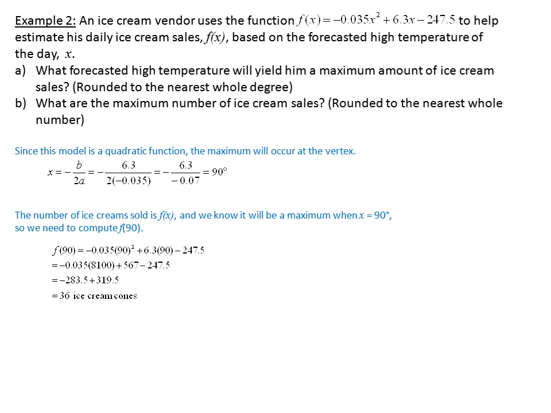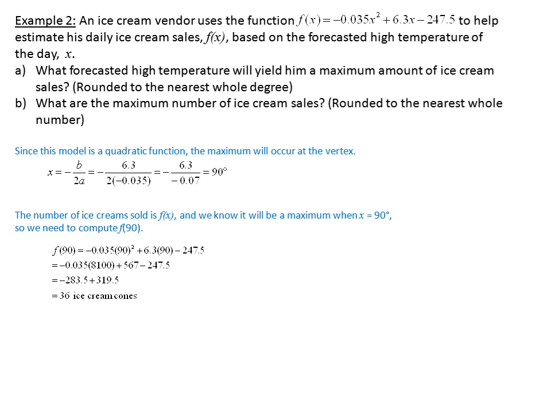Since this model is a quadratic function, we look back at our f of x. It is in the form ax squared plus bx plus c. We know that the maximum will occur at the vertex. The x-coordinate for the vertex, which is what we're being asked for in part A, the forecasted high temperature, can be found the same way we find our axis of symmetry, using the formula x equals negative b over 2a. The value for b in this function is 6.3, and the value for a is negative 35 thousandths, so we can plug them into the formula and simplify, and we get an x value and a temperature of 90 degrees.